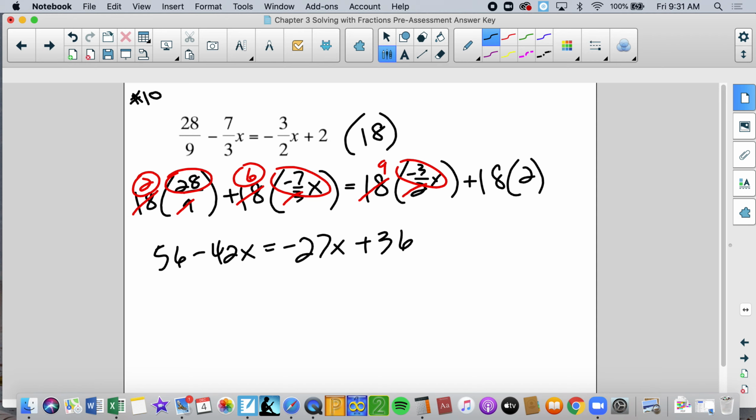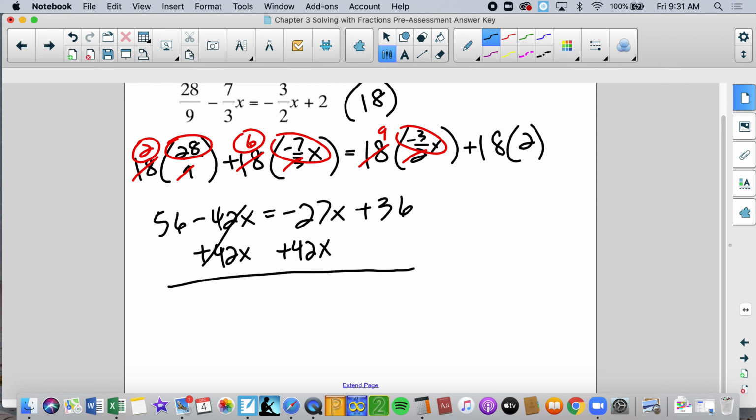I have variables on the left side and on the right side. I have constants on the left side and the right side. I'm always going to get rid of my variables first. I'm going to move my variables to the right side, so I'm going to get rid of them on the left side. So what gets rid of negative 42 is a positive 42. Leaves me with 56. And now we have 42 and 27.